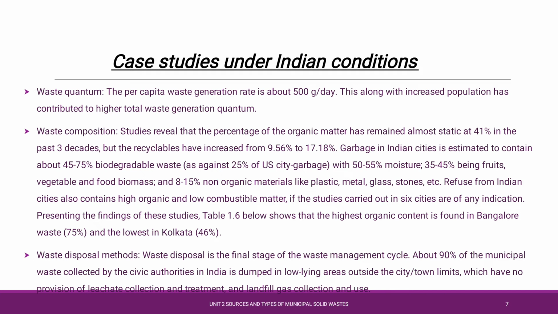On seeing the composition, considering the rate of generation of waste for the past 3 decades, it was found that the recycled waste has increased from 9.56% to 17.18%. In the case of garbage from Indian cities, the biodegradable waste contained 45 to 75%. This biodegradable waste contains 50 to 55% moisture content, 35 to 45% organic waste product, and 8 to 15% non-organic material like plastic, metal, glass, stones, etc.